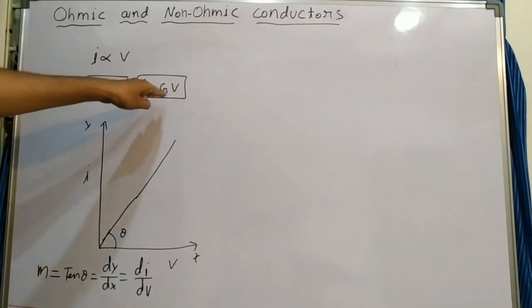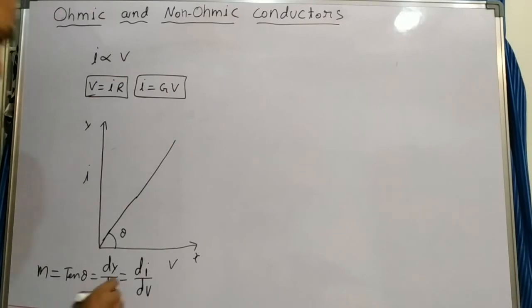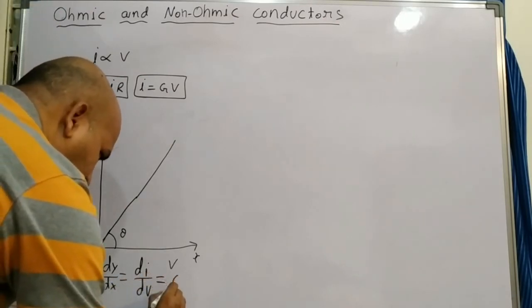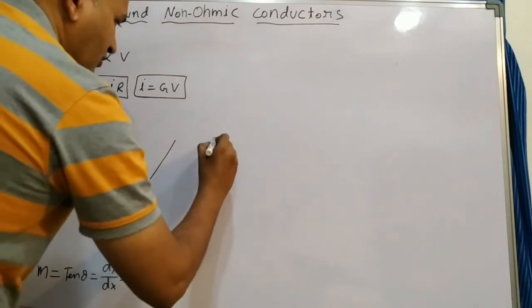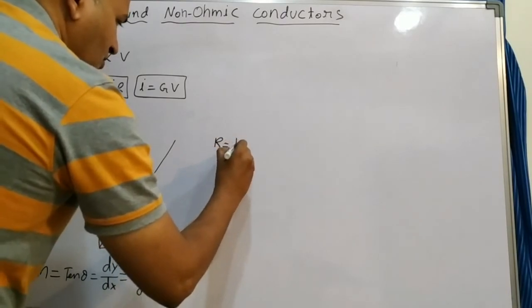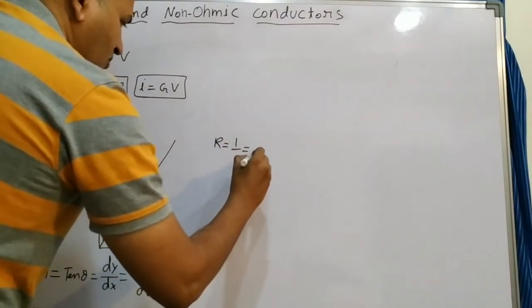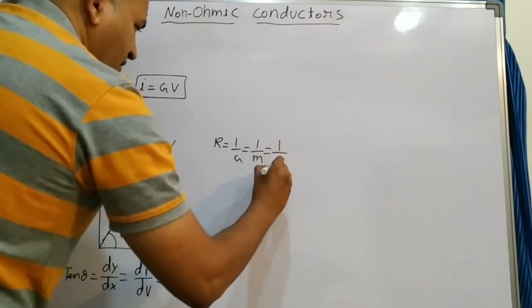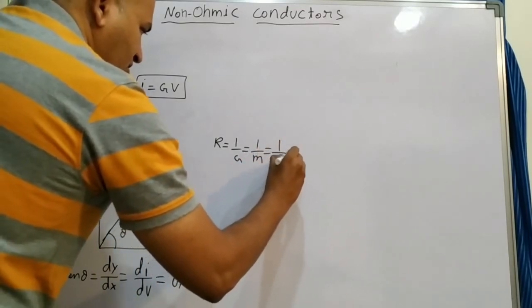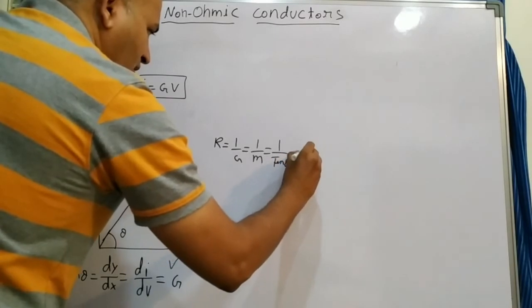Current by potential, what do you get? G, that is conductance. The slope of the IV curve for an ohmic conductor gives conductance. The reciprocal of the slope gives resistance. So resistance R is equal to 1 by G, that is equal to 1 by the slope of the line, that is equal to 1 by tan theta, nothing but cot theta.